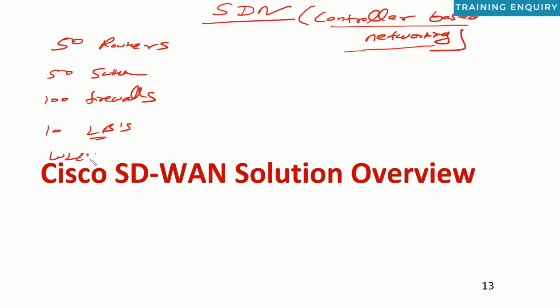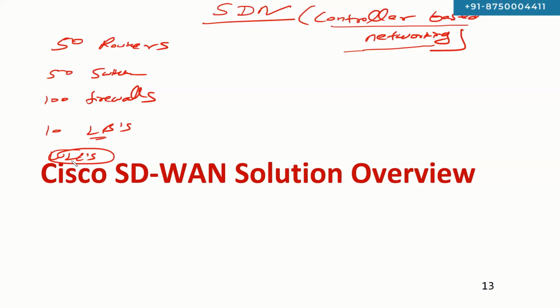WLCs. And WLC is one of the perfect examples of centralized or controller-based networking, to manage all your APs. Cisco had WLCs in place, and WLC was one of the famous products that they had. It became really famous, right?